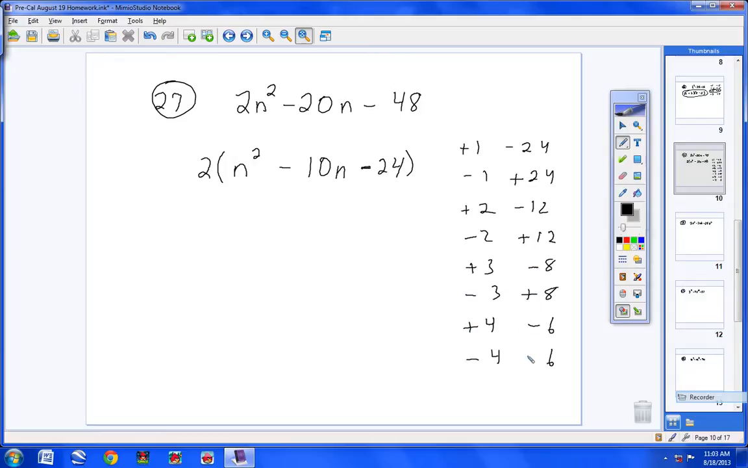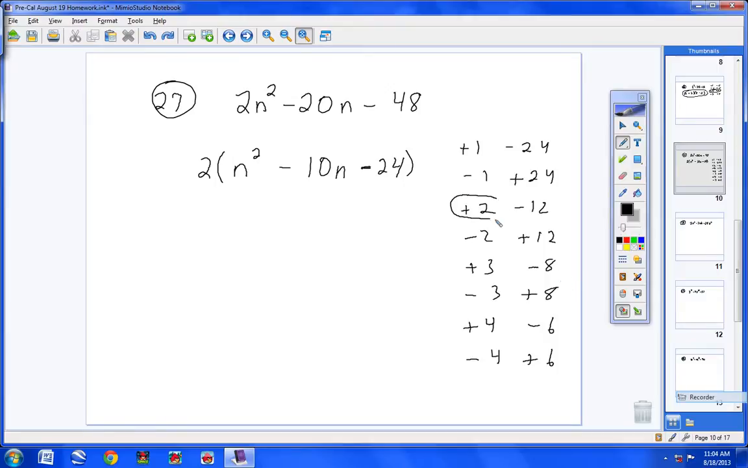Now, step 3 says pick one of these groups based on your middle term. Your middle term is negative 10n. So I'm looking for something that adds up to negative 10. Now, right away I saw these here, but those aren't it. If you add this, you get a negative 2. If you add this, you get a positive 2. So those aren't it. Let's see. Here it is right here.